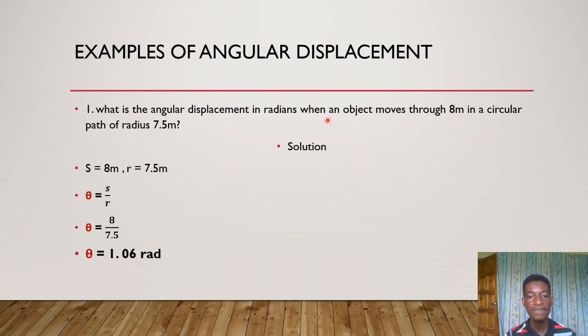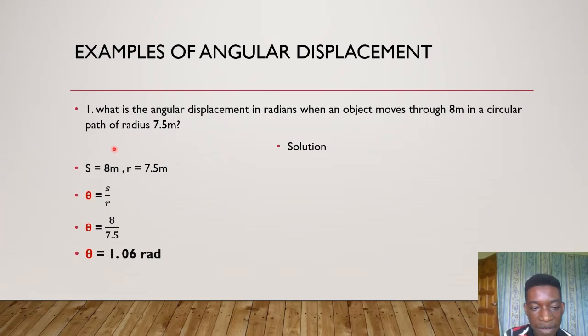So we have examples of angular displacement. What is the angular displacement in radians? As I said earlier, angular displacement is measured in radian. What is the angular displacement in radian when an object moves through 8 meters in a circular path of radius 7.5 meters?